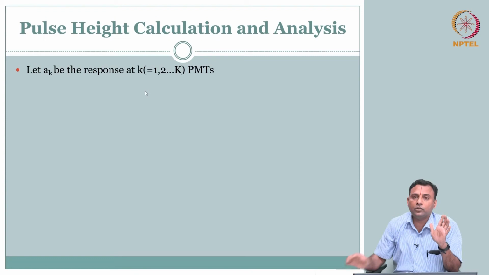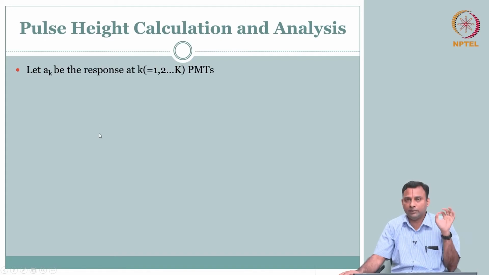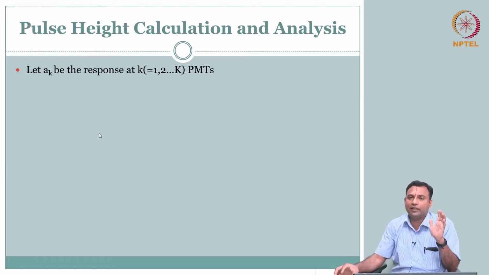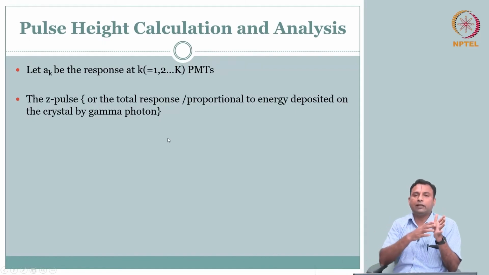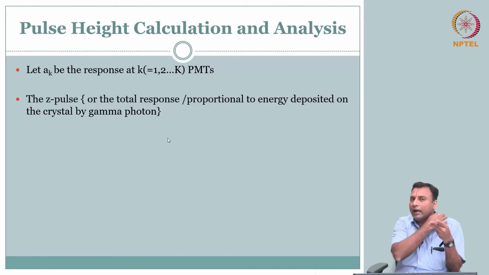So what do I want? What is the value of this pulse height? We talked about this pulse that we are recording, okay. What is the meaning of the pulse height? Pulse height is going to be related to the gamma photon energy that came, right. So the Z pulse, or the total response. So the Z pulse is nothing but x comma y. So there are three aspects here, x, y and z.